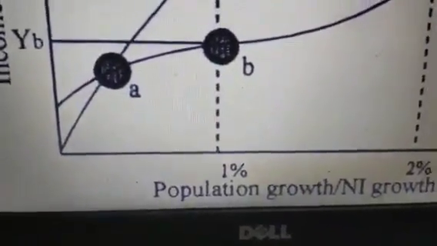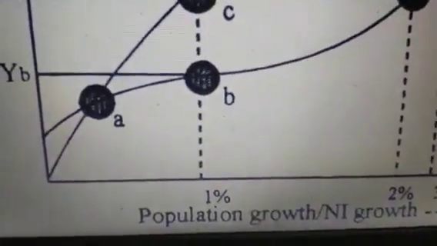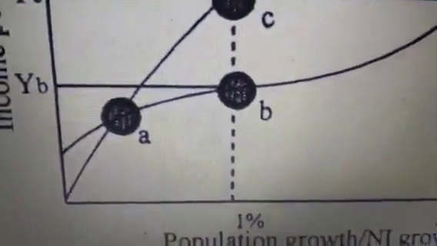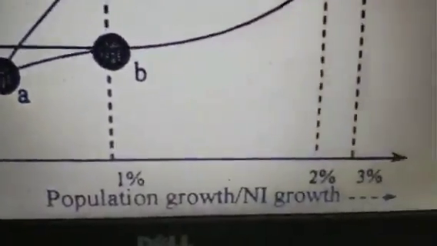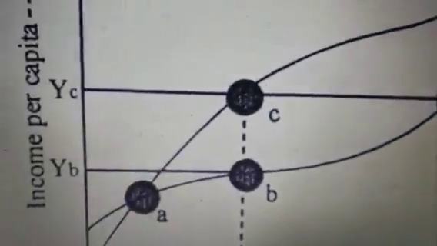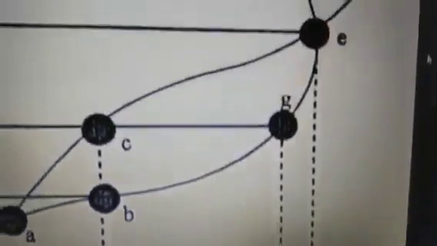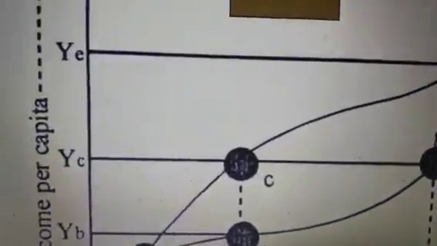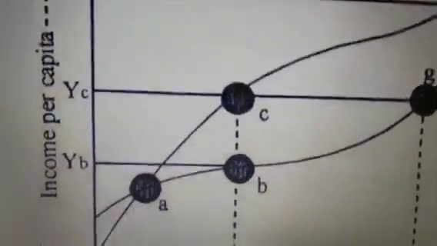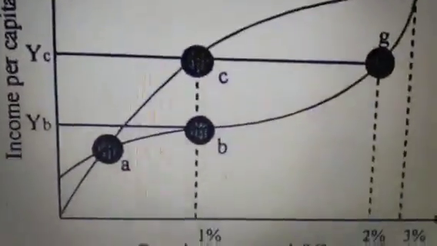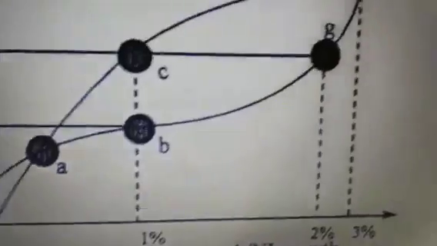And again we can say that as per population growth to 1%, YB is an income level, and again population growth to 2%, then again YC is a growing income, and again 3% population growth, the highest point of the per capita income is YE. So up to this point, YE is the highest per capita income, population may grow from A, B, C to E point.